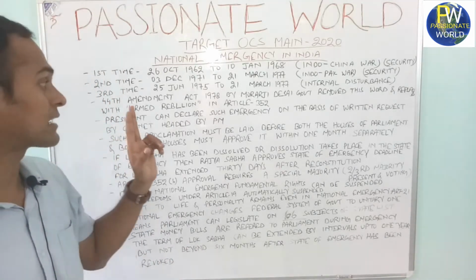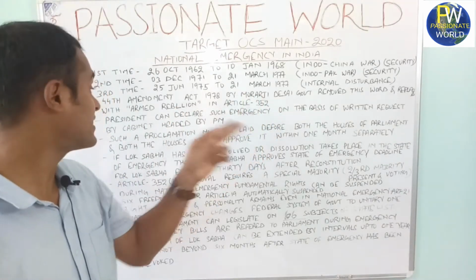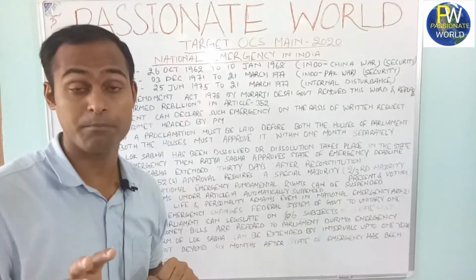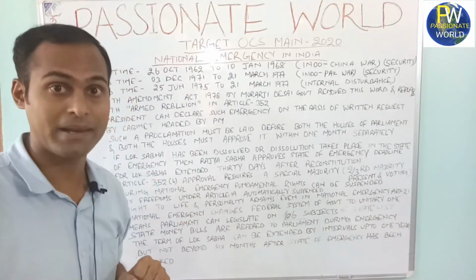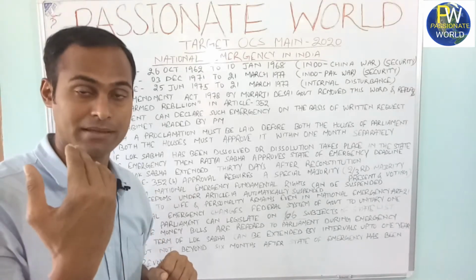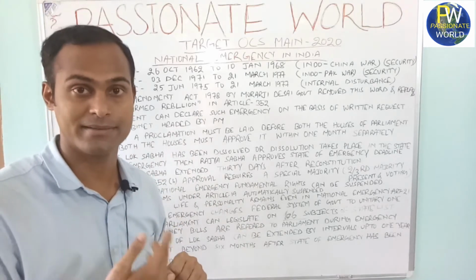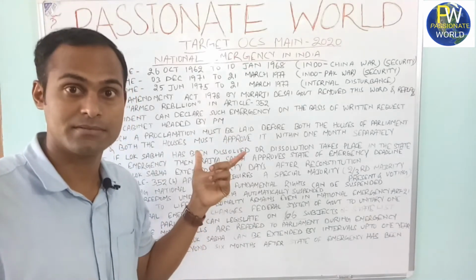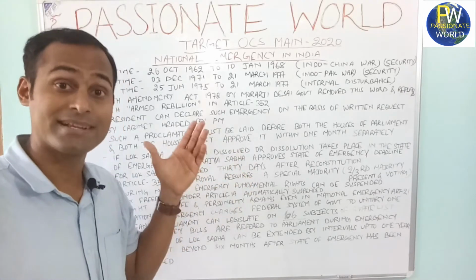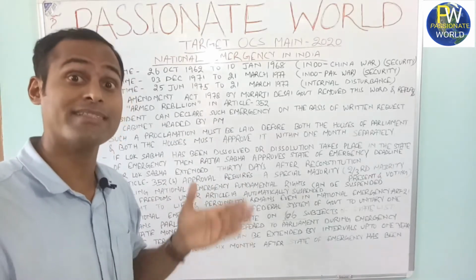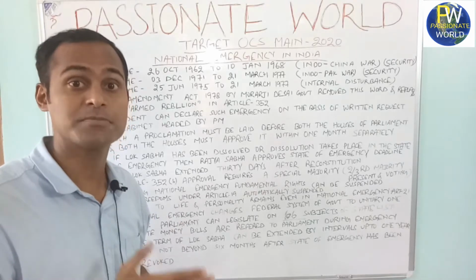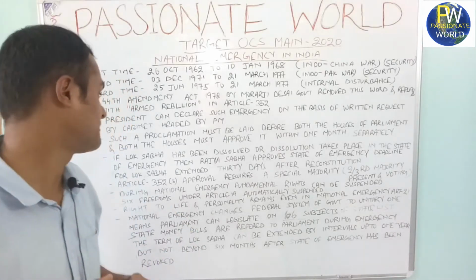Then the President can declare such an emergency on the basis of a written request by the Cabinet headed by the PM. It's a very important change which took place under the 44th Amendment. In current days, the existing constitutional provision is that the President can declare it only when there is written advice by the Council of Ministers headed by the PM.